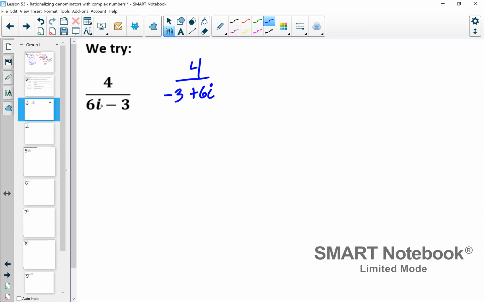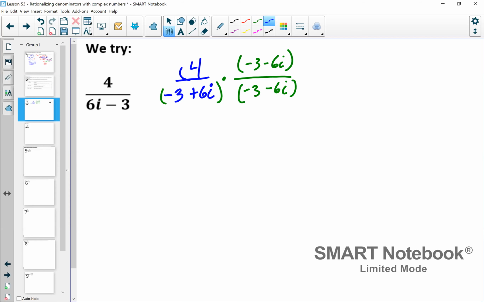Now we have to multiply by the conjugate, which just means we're going to change this sign right here. So instead of a positive, it's going to be a negative 6i. And we're multiplying both the top and the bottom by this negative 3 times negative 6i. Once again, we do not change the sign of the number in front, just the one in back, or the middle sign.